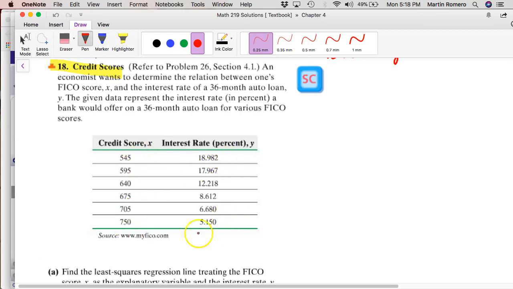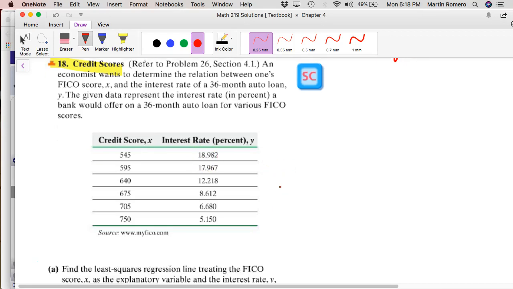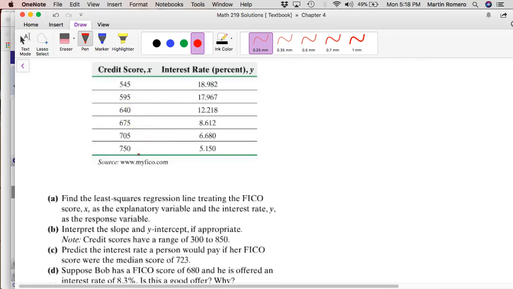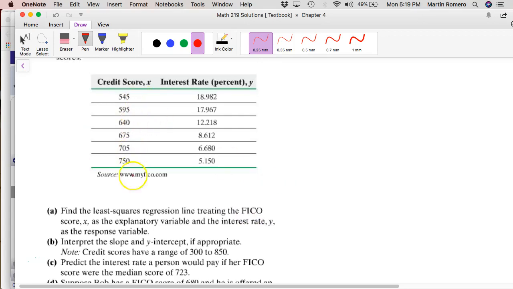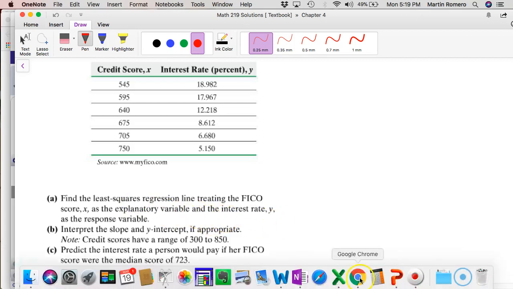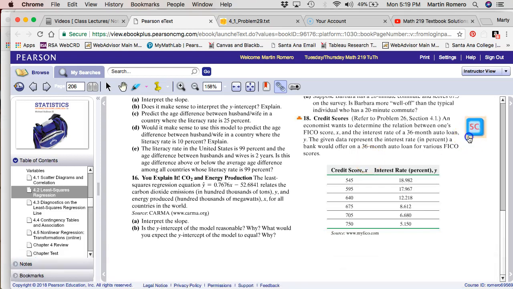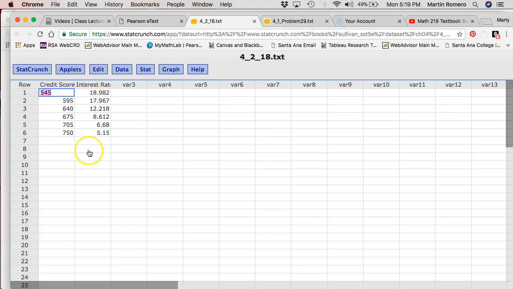You can see if you have a higher credit score, you have a lower percent. With a low credit score, they're going to charge you a penalty by charging you more interest. So is there a relationship between credit score and interest rate? So first thing we want to do is find the least squares regression line, treating the FICO score, that's what it's called, your credit score, as the explanatory variable, and the interest rate. And so we're going to do that. So let's go ahead and open up StatCrunch. Let me open up that data. And so from here, what we have is your information here.